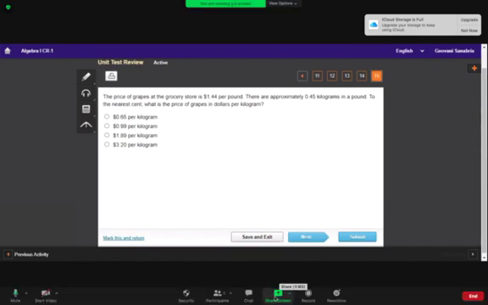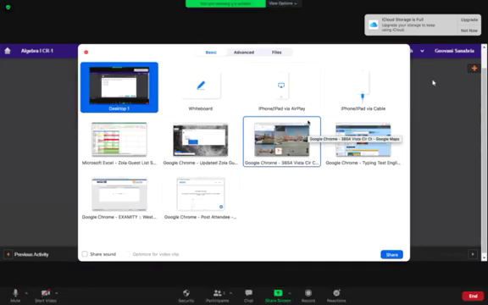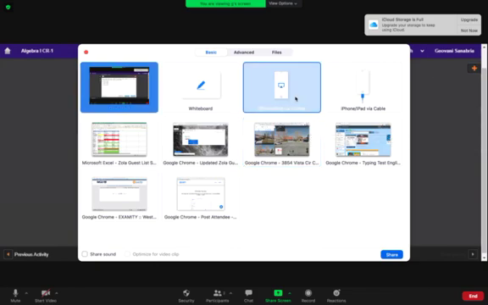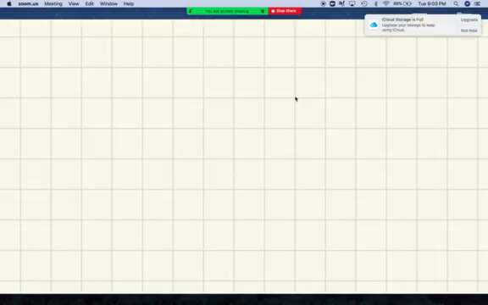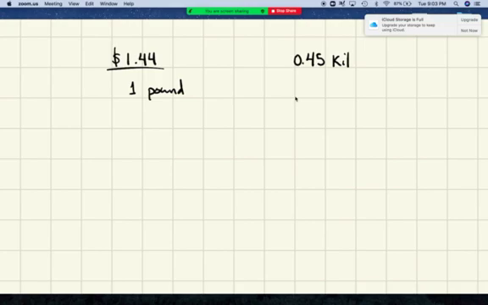Okay. Let me share something real quick. It's all weird because they're slightly different. But it said $1.44 per 1 pound, right? Yeah. And then it also said 0.45 kilograms is equal to 1 pound, right?